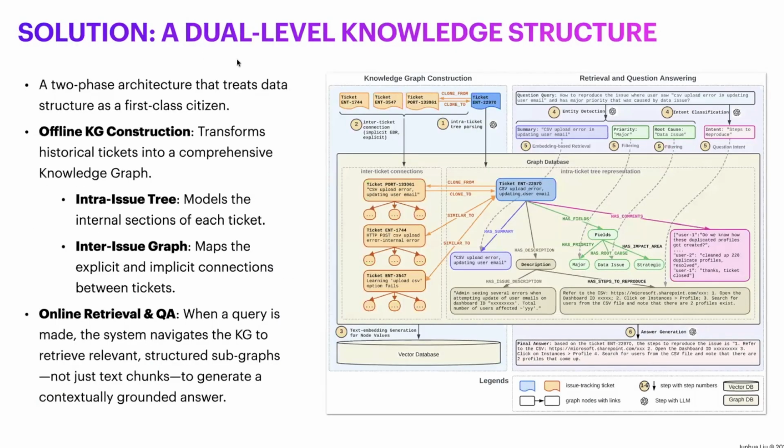The solution is what this illustration suggests. It's a dual-level knowledge structure. So there are two phases here. The first phase is offline knowledge graph construction, and the second phase is online retrieval. By offline, that means this is done before the system is live. And when we say online, that means this is done while the system is being served to its users. Now let's dive into it.